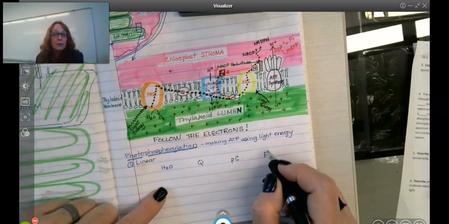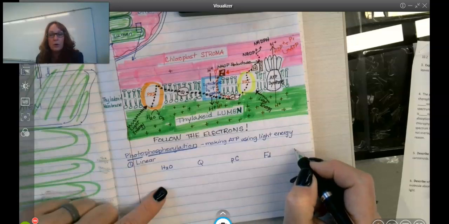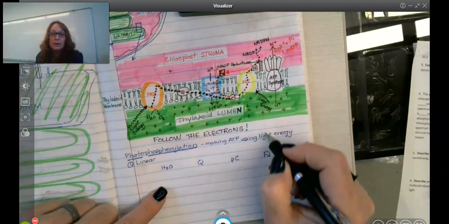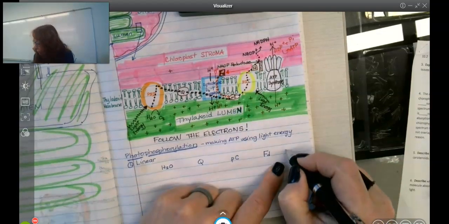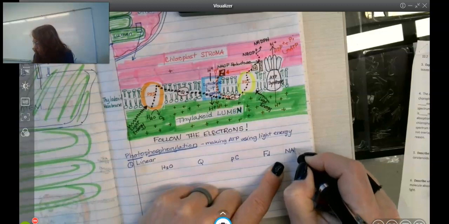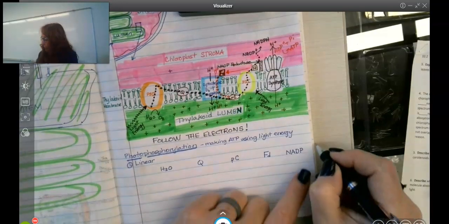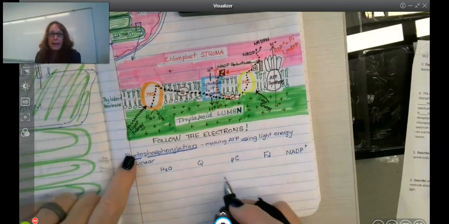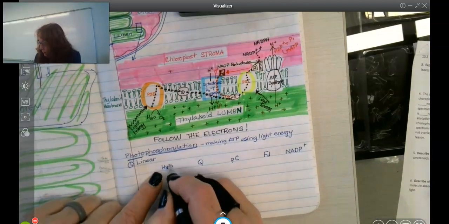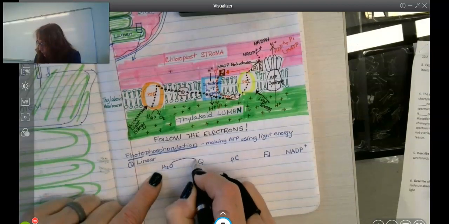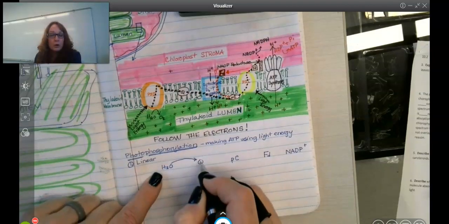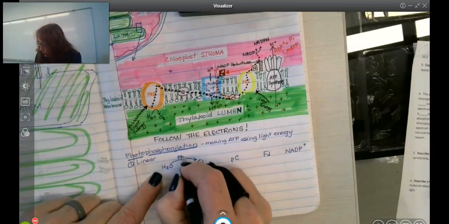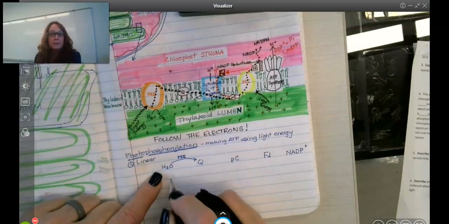This is where we get the decision pattern of, do we continue going straight to making NADPH? If so, the electrons go from ferredoxin to NADP. So that's the pathway. As the electrons move from water to Q, they're going to go through excitement in photosystem 2.